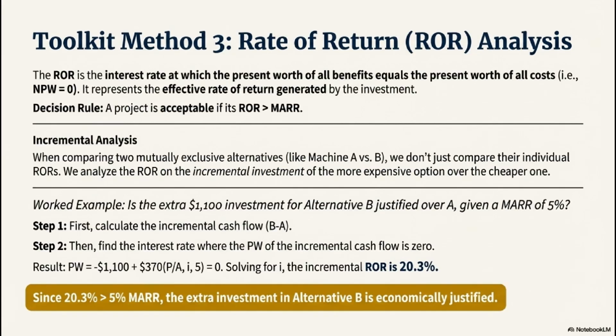Method 3 is rate of return, or ROR. This is the interest rate where the project's net present worth equals 0. A project is acceptable if its ROR exceeds the MARR. When comparing two options, we perform an incremental ROR analysis on the extra investment to see if it's justified.